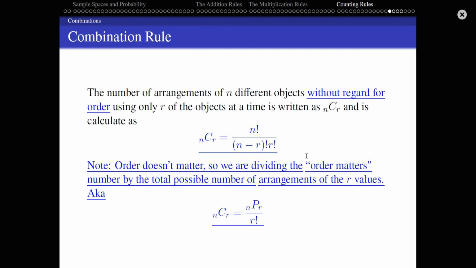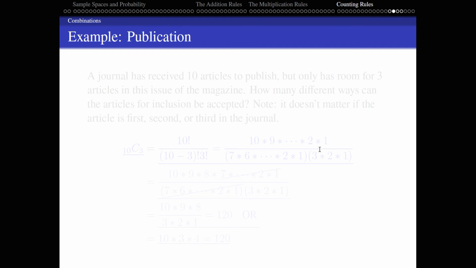Again, order doesn't matter. So actually what we're doing here is taking the permutations equation where order matters, and dividing out the total number of ways that you could arrange those r values that you have. That's all that this combinations formula is doing.